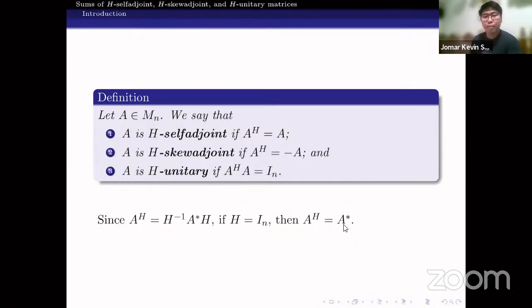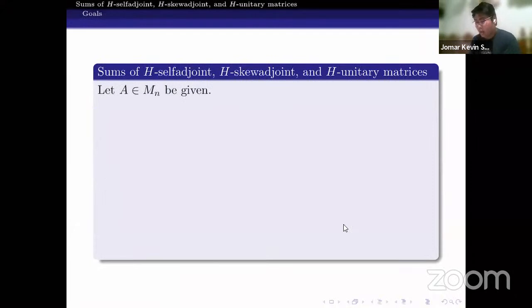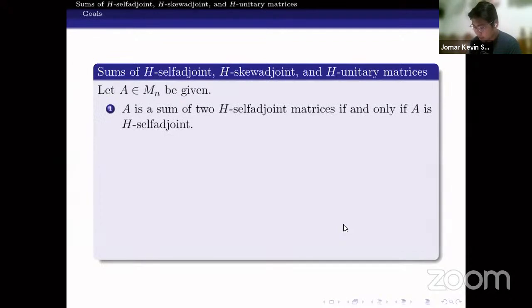Okay. So for today, we are interested in the sums of H-self-adjoint, H-skew-adjoint, and H-unitary matrices. We want to write a matrix as a sum of these special types of matrices. So we will discuss the different combinations of these three. The following are the trivial cases. We let A be an arbitrary square matrix.